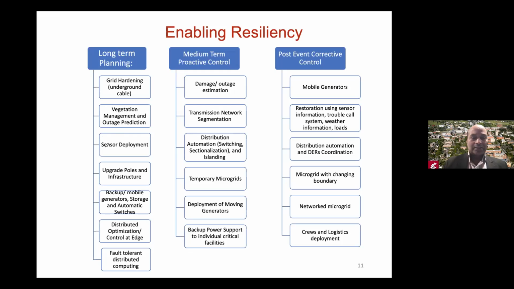In sensor deployment, again, this has to be done much in advance. We can put micro PMUs in the distribution system. We can put more fault recorders so that in future we can look at that data and analyze it. You can do upgrade of poles. We can do infrastructure upgrade. We can put a lot of backup mobile generators.